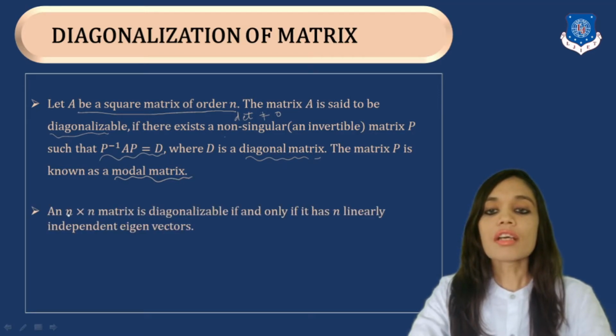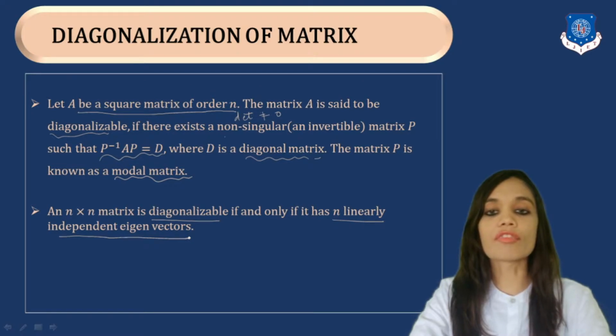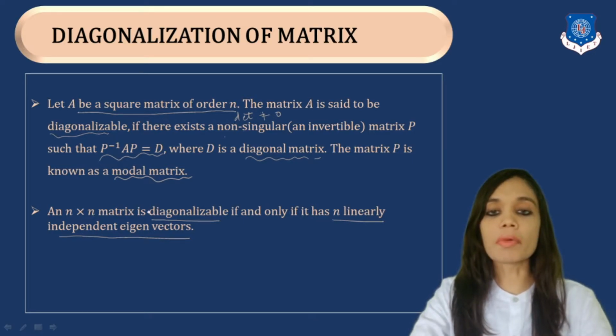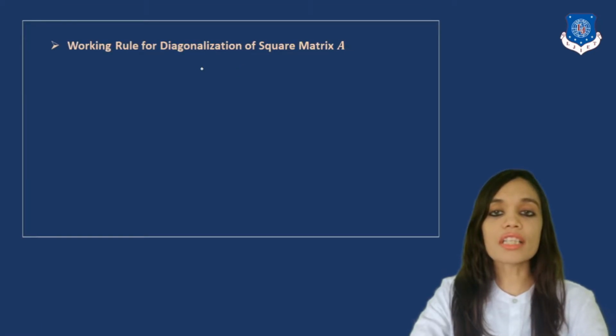So next, an n cross n matrix is diagonalizable if and only if it has n linearly independent eigenvectors, right? So it should compulsorily have n linearly independent eigenvectors, then only a square matrix is said to be diagonalizable. Okay, so now let us study the working rule for diagonalization of a matrix A.